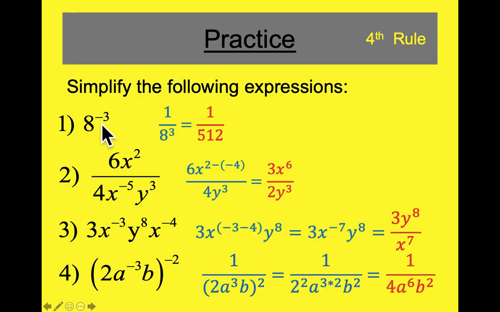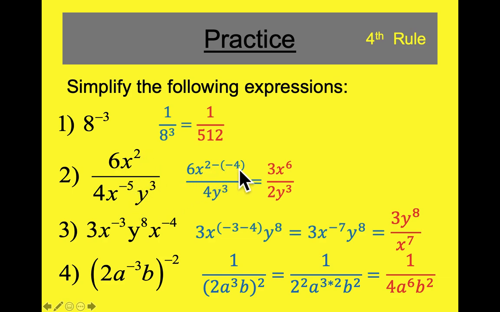All right, 8 raised to the negative 3 means that we're going to have 1 over 8 cubed, and that's the same thing as 1 over 512. On number 2, we have a negative exponent in the denominator, so that means we're going to bring it into the numerator.